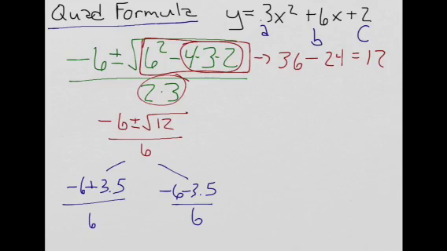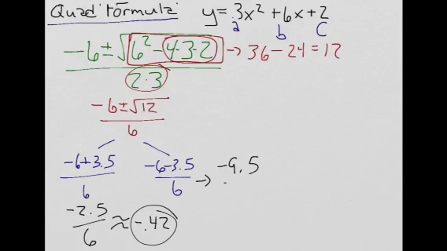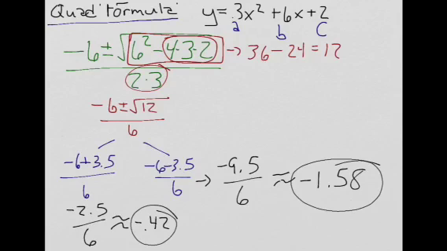We're just going to estimate it on this situation. So our 2 examples here are going to give us answers that are about a certain amount. So we're going to get about negative 2.5 over 6, which we're going to round to negative 0.42, and we're going to get negative 9.5 over 6, which we're going to round to about negative 1.58. And these are the roots that we're going to use.